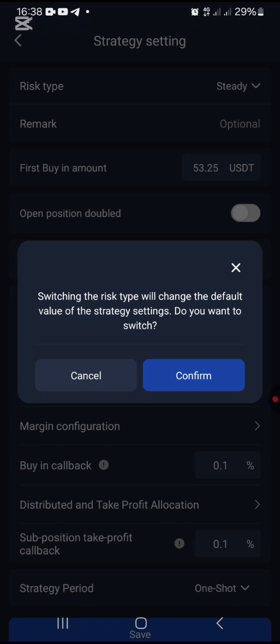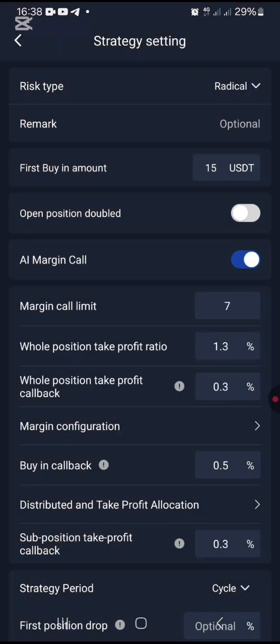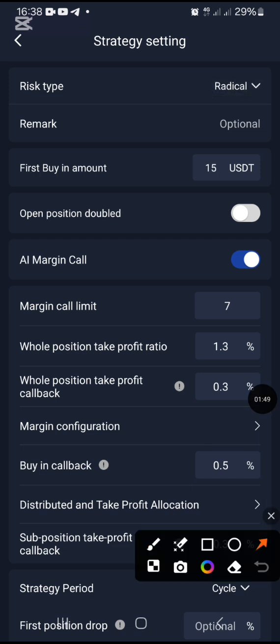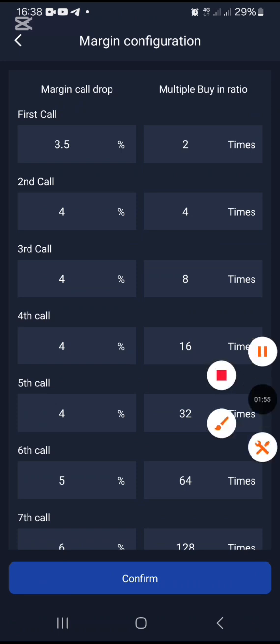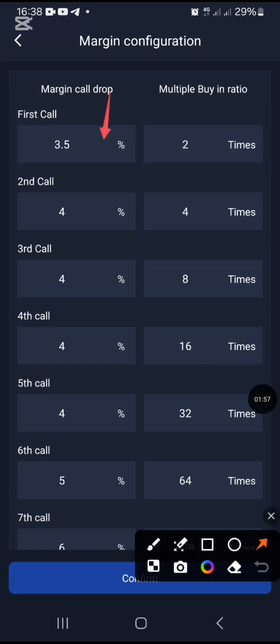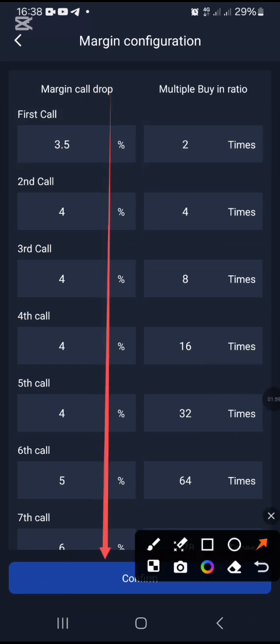For example, the radical. When I change it to radical, you come here on the margin configuration. I believe you have seen where I've tapped. Tap on the margin configuration. Look at these values critically because we are going to change it to another strategy or risk type. Look at these values here.